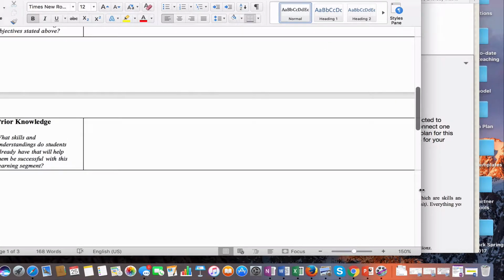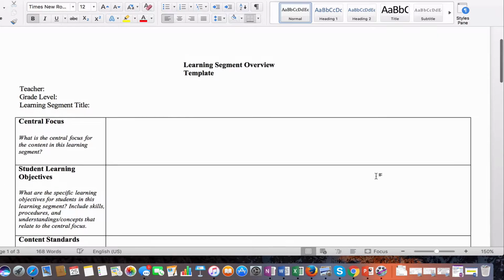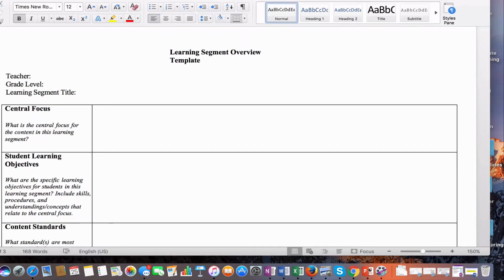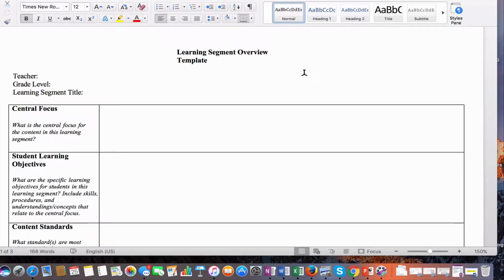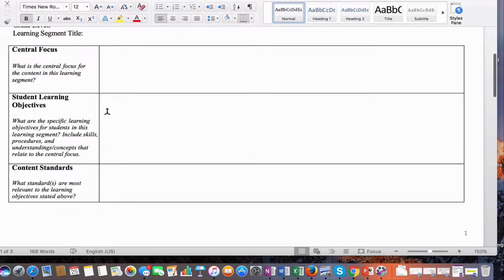Okay, so we're just looking right now. Let me just make it a little wider. We're just looking right now at the learning segment overview and the first couple of topics. So what you're going to do is write in what is the central focus for the content. In this section, what are the learning objectives that students will learn?